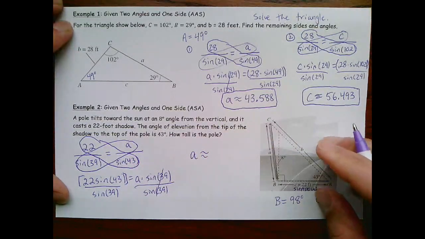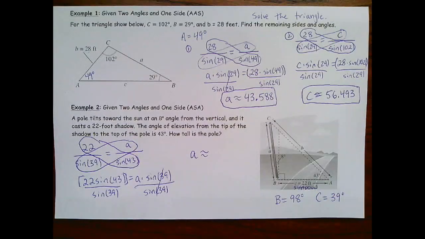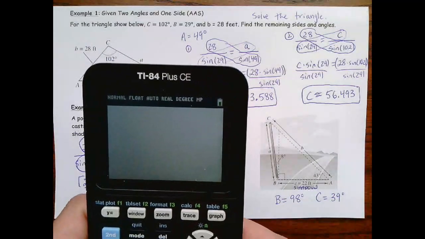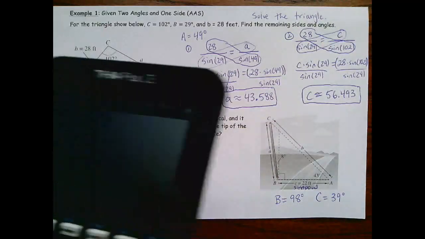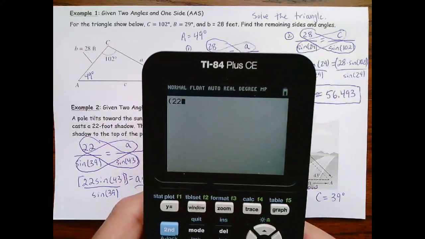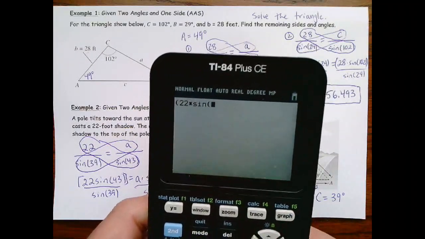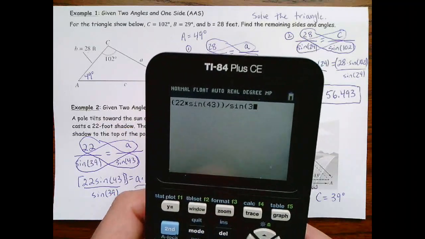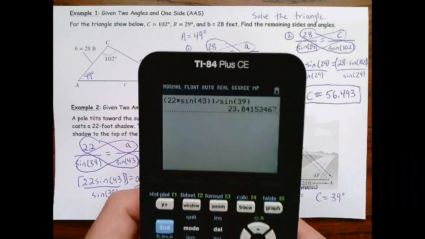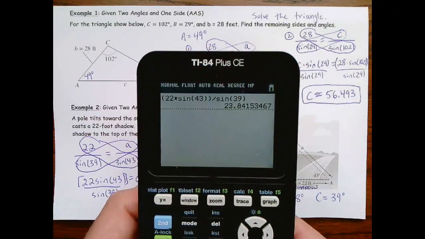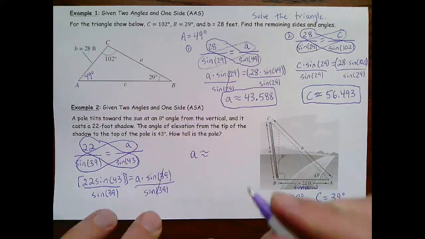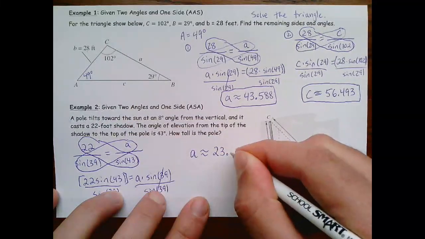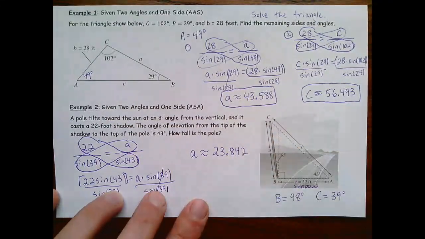It's approximately, let's punch it in the calculator. So here I go, parentheses, which in this case will serve the same as brackets, 22 times sine of 43 divided by sine of 39. All right, guys, something like 23.842. Let's round to 3 decimal places.